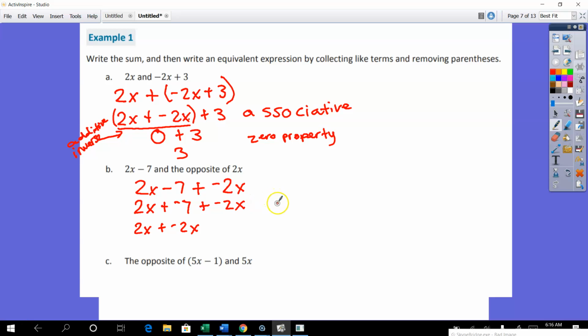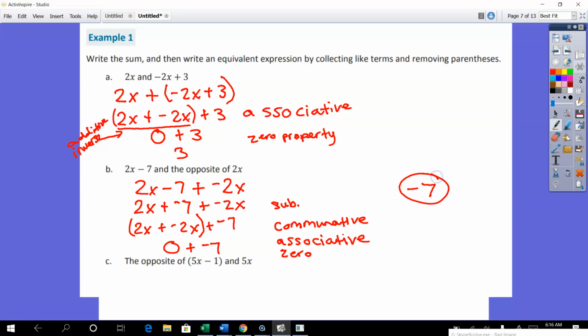So this step was our subtraction rule. This step is the commutative property because we're moving stuff to get it next to each other. And then we have plus a negative 7. And now we're going to regroup it, which is our associative property. And together that equals 0 plus a negative 7. And so then we have our 0 property, which tells us our answer is a negative 7.